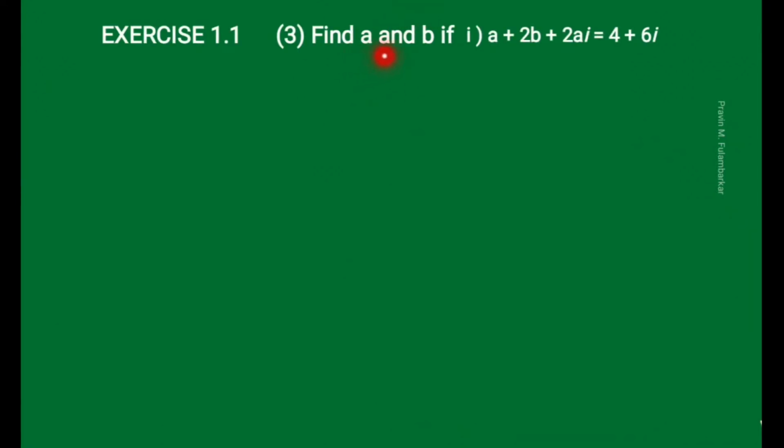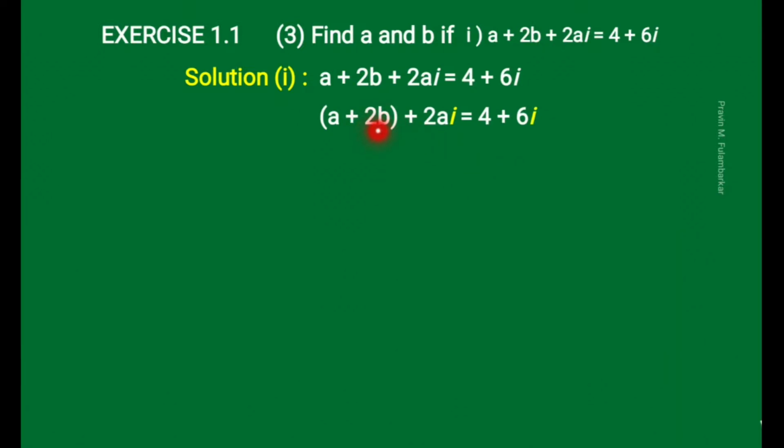Now see question number 3rd. Find A and B if A plus 2B plus 2AI equals 4 plus 6I. So we collect the real part separate and imaginary part separate on the left hand side, and the real part and imaginary part separate on the right hand side. So in the solution we write this A plus 2B, which is the real part, in one bracket, and this 2AI is the imaginary part.